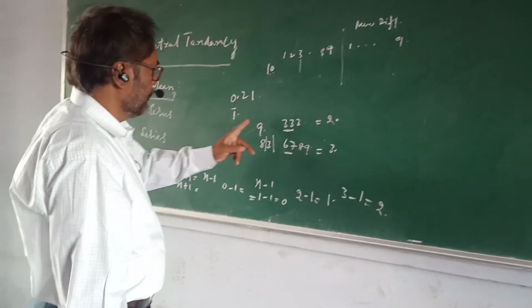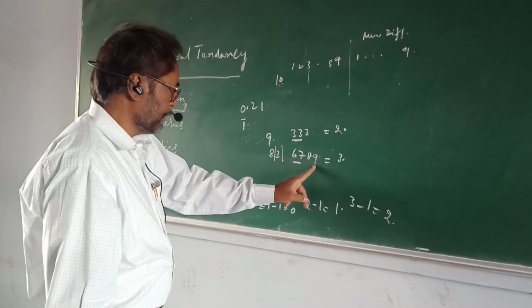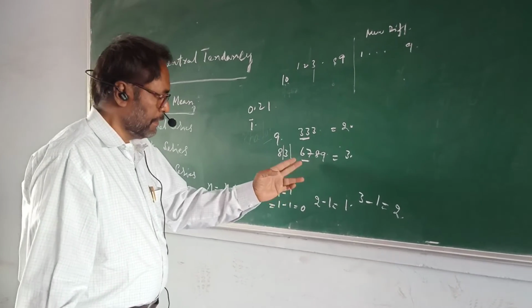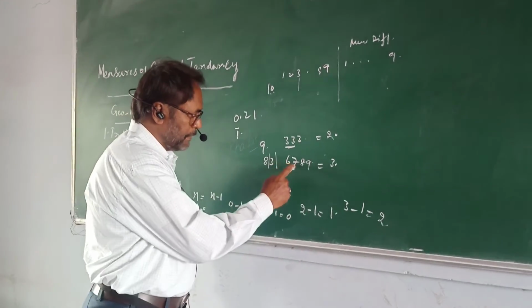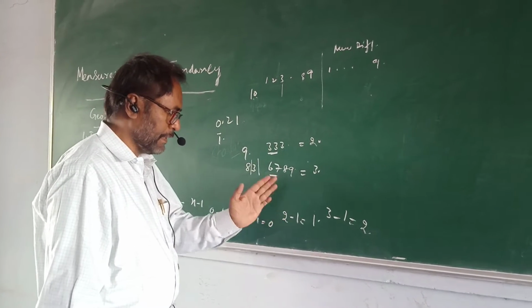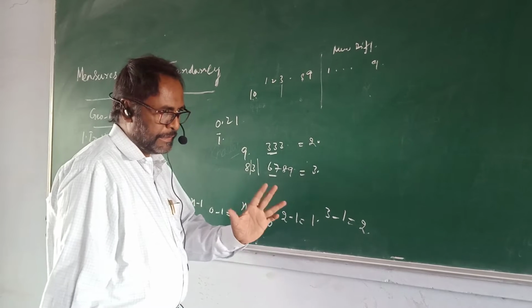Now, how are we going to find it when they have given you this many values? How many values are there? 1, 2, 3, 4. 4 values are there. Then 4 will be deducted, 4 will become n.